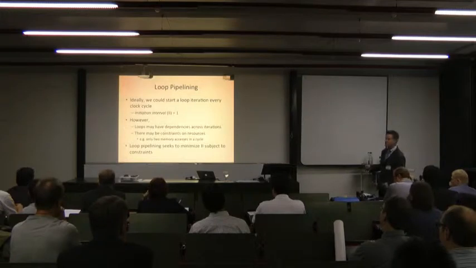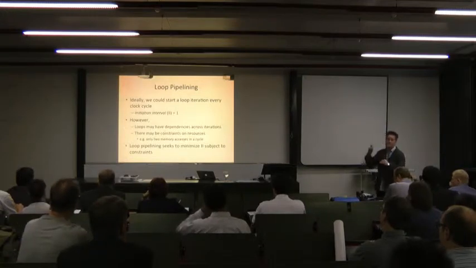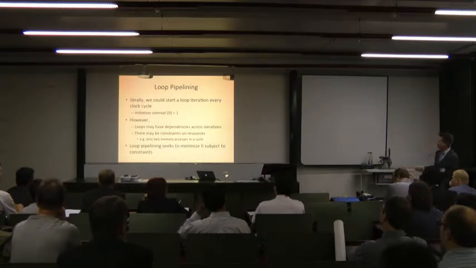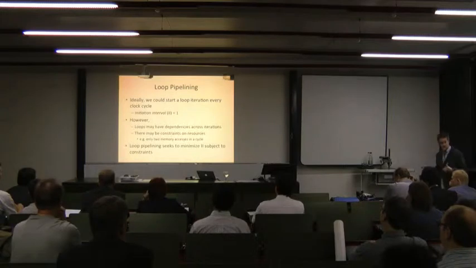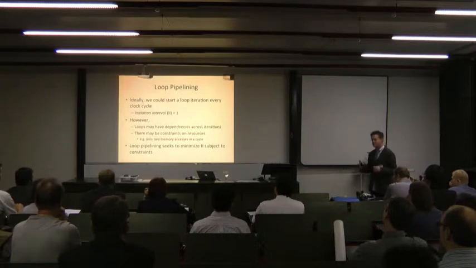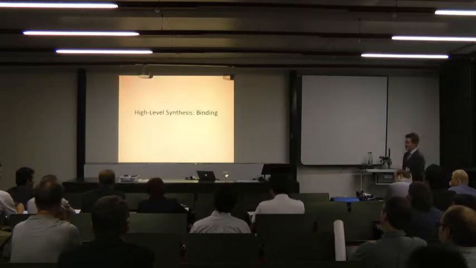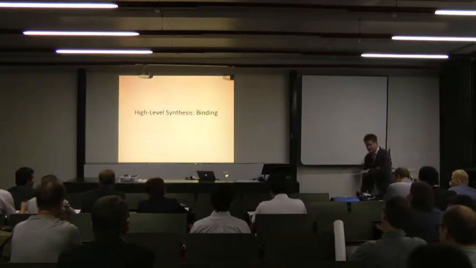But you can imagine loops could have iterations that depend on previous iterations. That could limit our ability to start an iteration. Maybe we can't start it every cycle. Likewise, there could be constraints on the resources that could limit our ability to start a loop iteration every cycle. So loop pipelining really wants to start a loop iteration as fast as possible, ideally every single cycle.